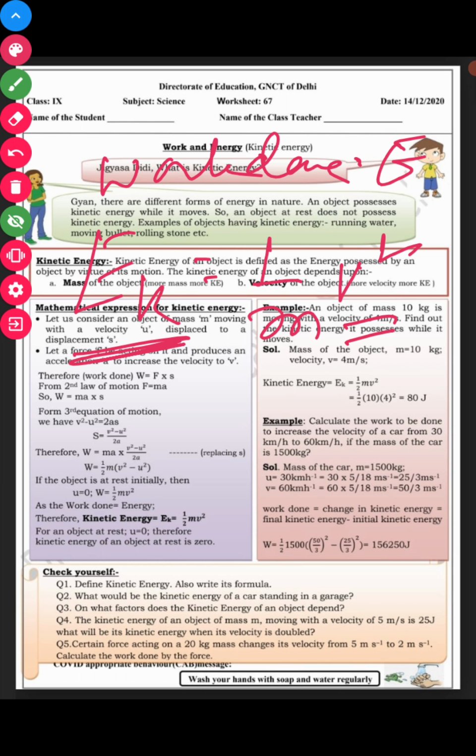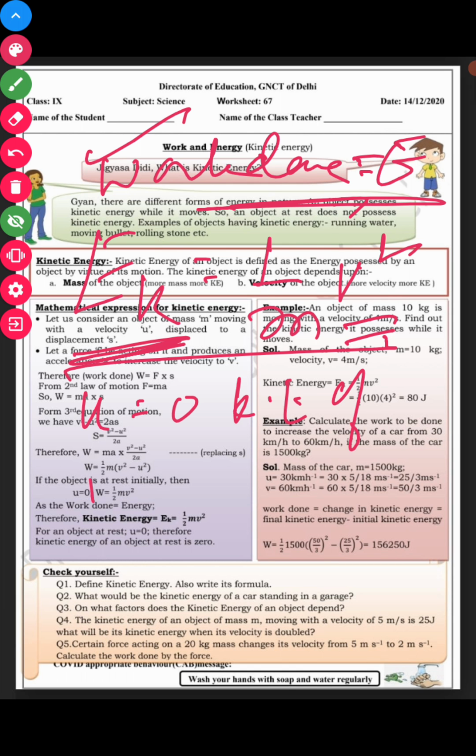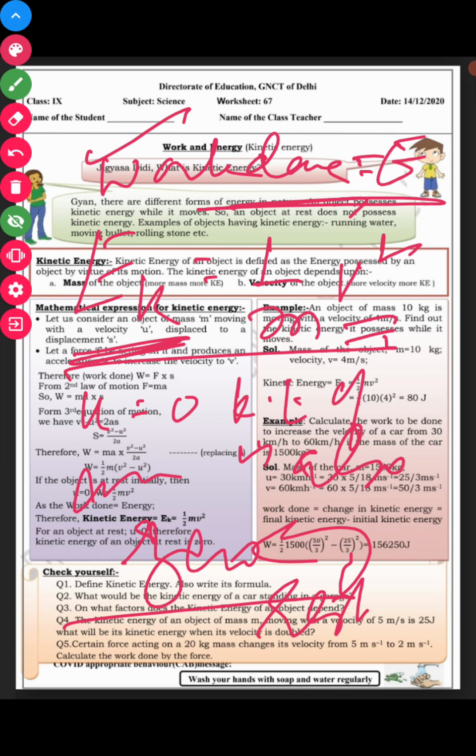As we know, energy is nothing but the capacity to do work. So work done in terms of energy, we get this equation, the equation of kinetic energy. With this we conclude that if an object is at rest, meaning u is equal to 0, then the kinetic energy of that object is also 0. If an object is at rest, its kinetic energy is 0.